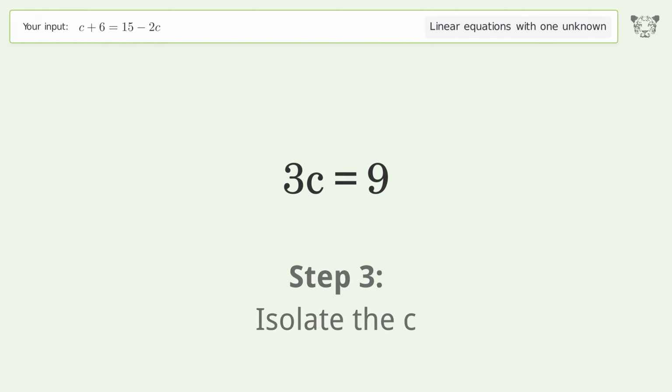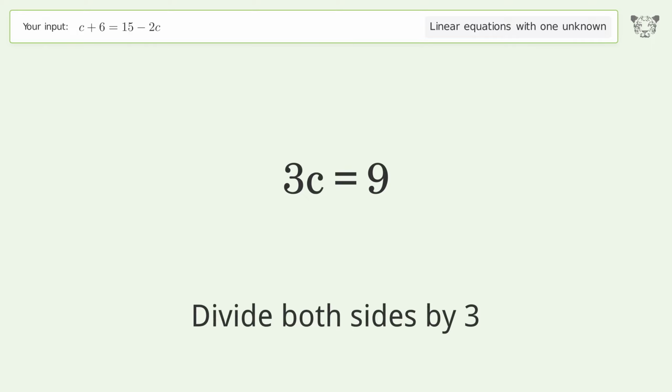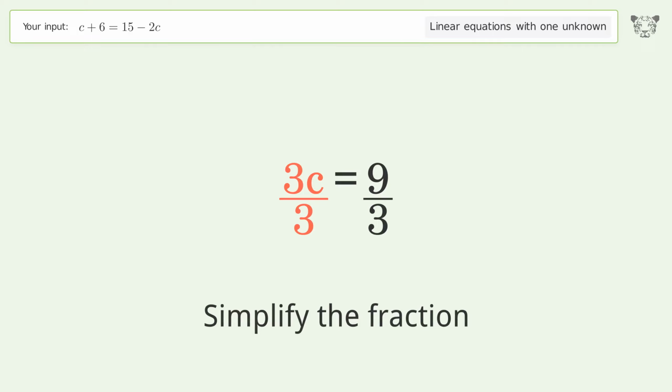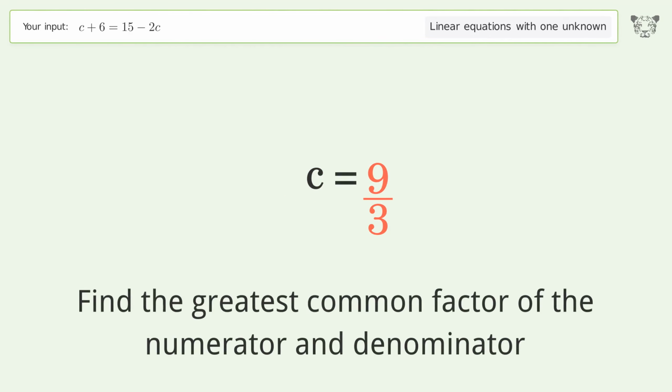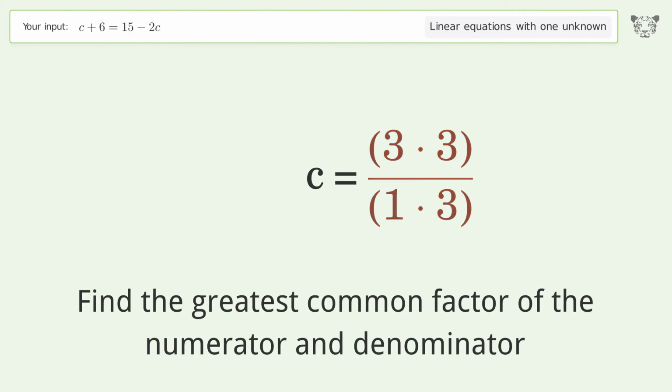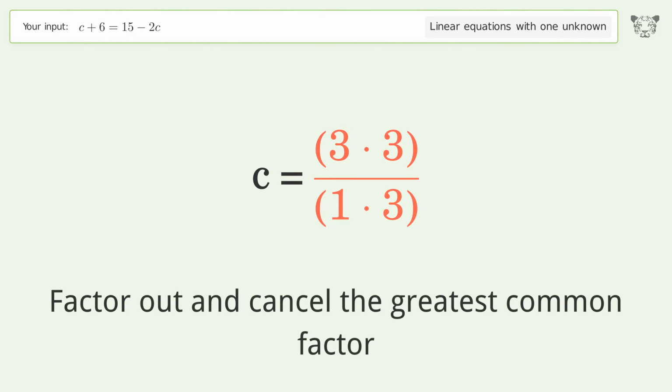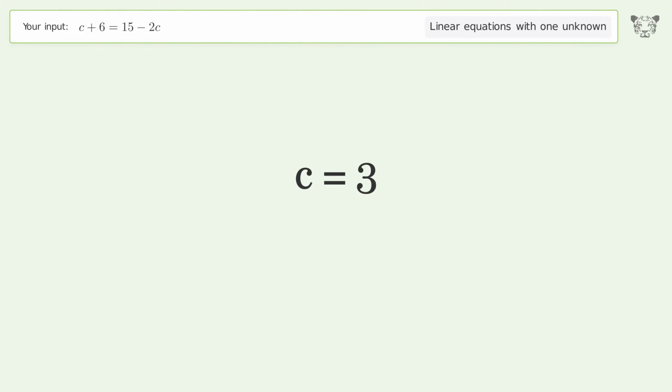Isolate the c. Divide both sides by 3. Simplify the fraction. Find the greatest common factor of the numerator and denominator. Factor out and cancel the greatest common factor. And so the final result is c equals 3.